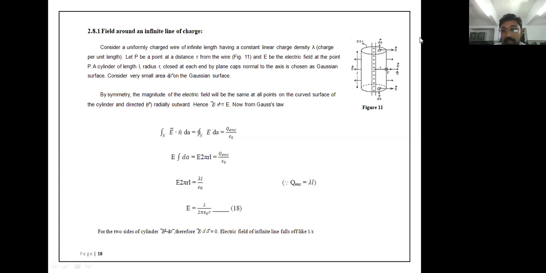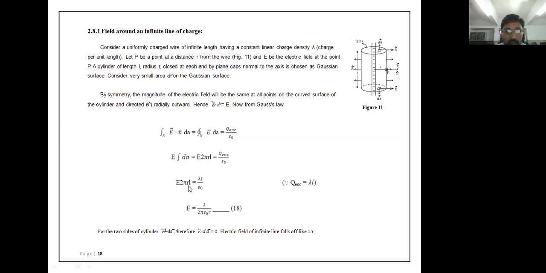So E into 2 pi r L is equal to the right hand side, Q enclosed upon epsilon 0. Now instead of Q enclosed, we can write lambda into L, where lambda is the linear charge density and L is the length of the cylinder. If we substitute the value of Q enclosed, we get E into 2 pi r L equals lambda into L upon epsilon 0. We want to find the electric field E, so we make E the subject: E is equal to lambda upon 2 pi epsilon 0 r.